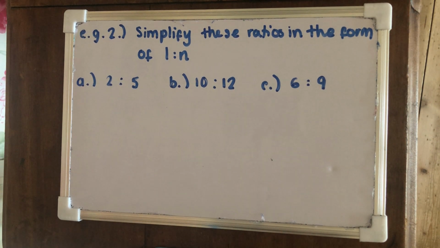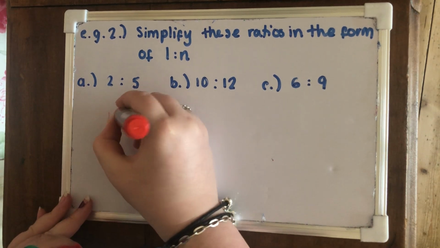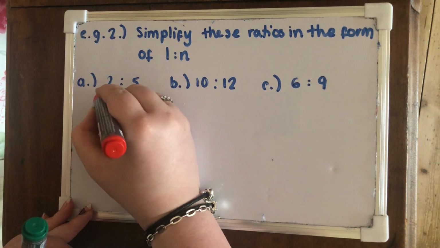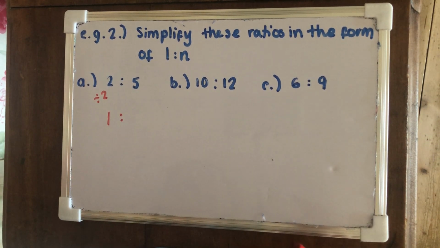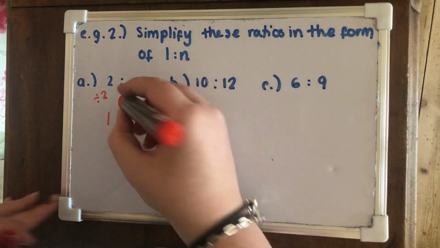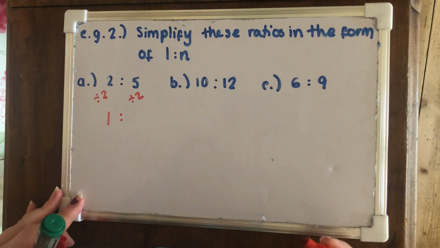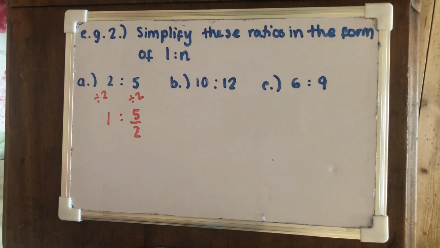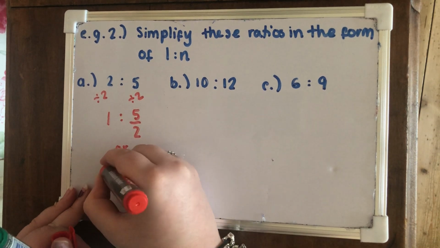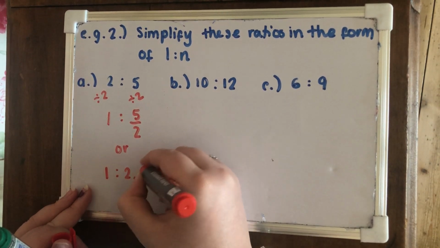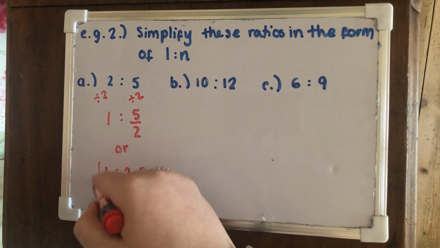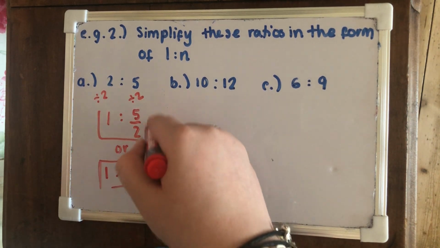Okay, so for the first one, we want to have a 1 on this left hand side. So for that to happen, I need to divide 2 by 2 because that will give me 1. Okay, ratios are like fractions. Whatever you do to one side, you do have to do to the other side as well. Okay, which is 5 over 2. Now you can write that as a decimal, so that would be 2.5. Okay, so normally with ratios we don't like decimals, but for this case we're allowed them. So you're allowed either option.